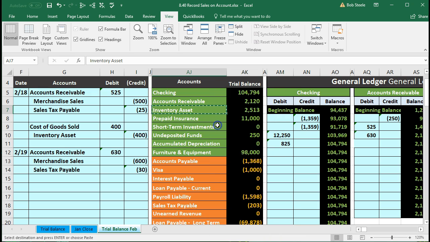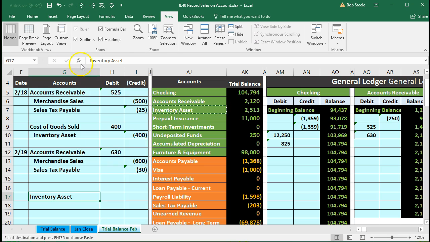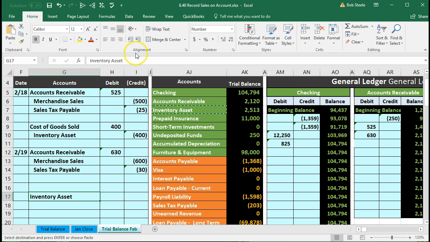We're going to do the opposite thing to it, which in this case is a credit. Right click and copy. We're going to skip a cell, skip another cell because we want it on the bottom, and then put it in cell G17. Right click, paste, 1, 2, 3. Going to work on the formatting, home tab, alignment, increase indentation.